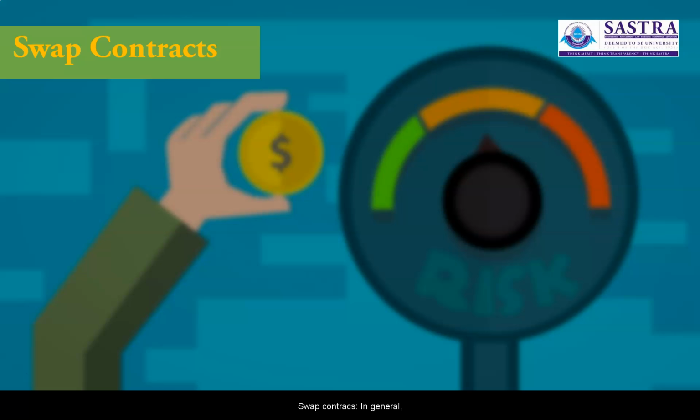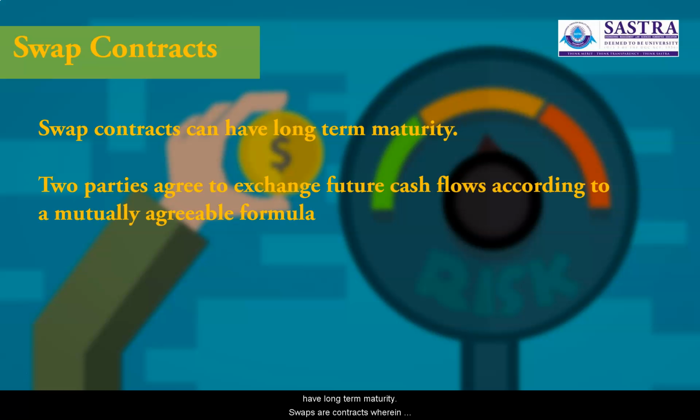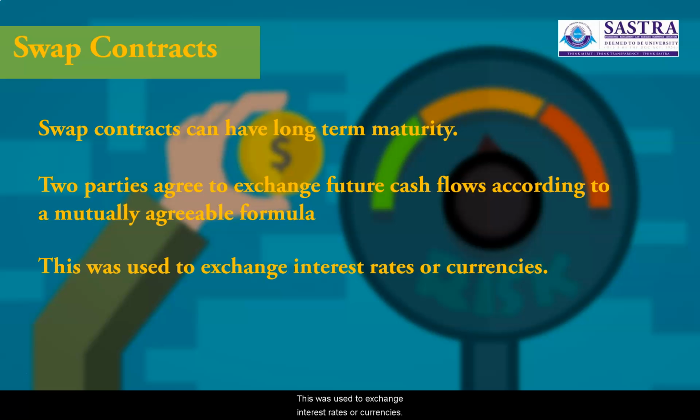Swap contracts. In general, forward contracts and futures contracts have short-term maturity, whereas swap contracts can have long-term maturity. Swaps are contracts wherein two parties agree to exchange future cash flows according to a mutually agreeable formula. This was used to exchange interest rates or currencies.